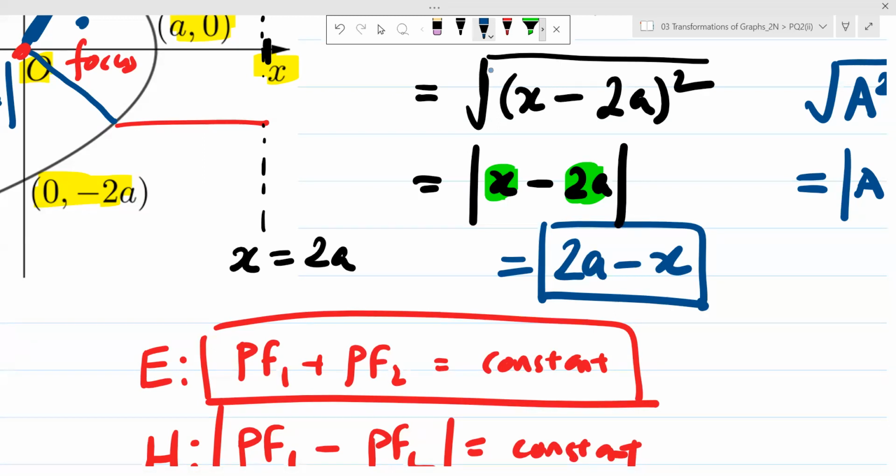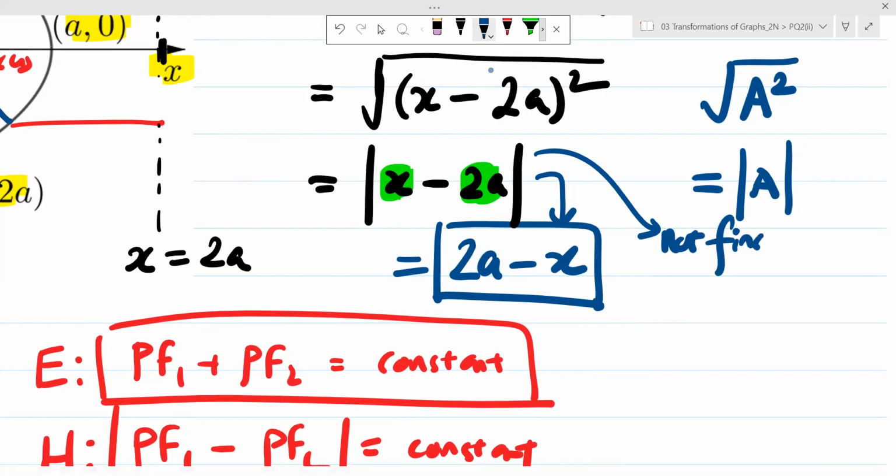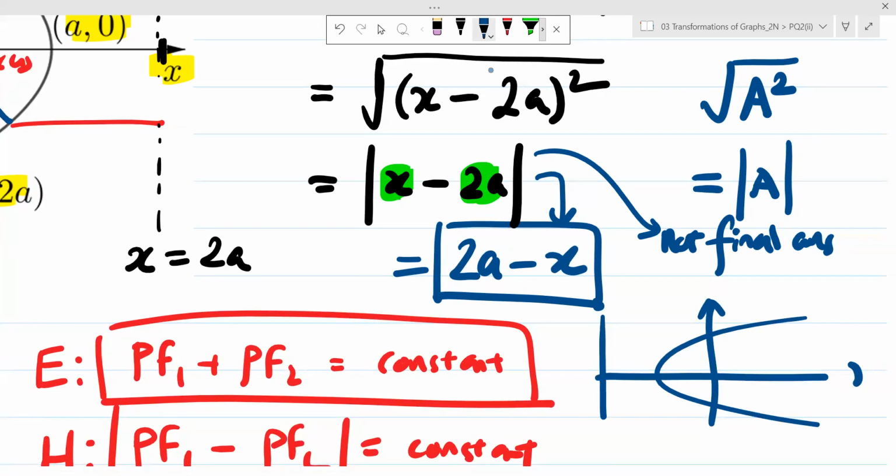2A is always bigger than X, right? X is the X coordinate of an arbitrary point on the curve. Your curve is always to the left of X equals 2A, right? That's why you can simplify further, and you should simplify further. This is not the final answer yet. Of course, if the story was this way, then the answer would have been X minus 2A. Can?